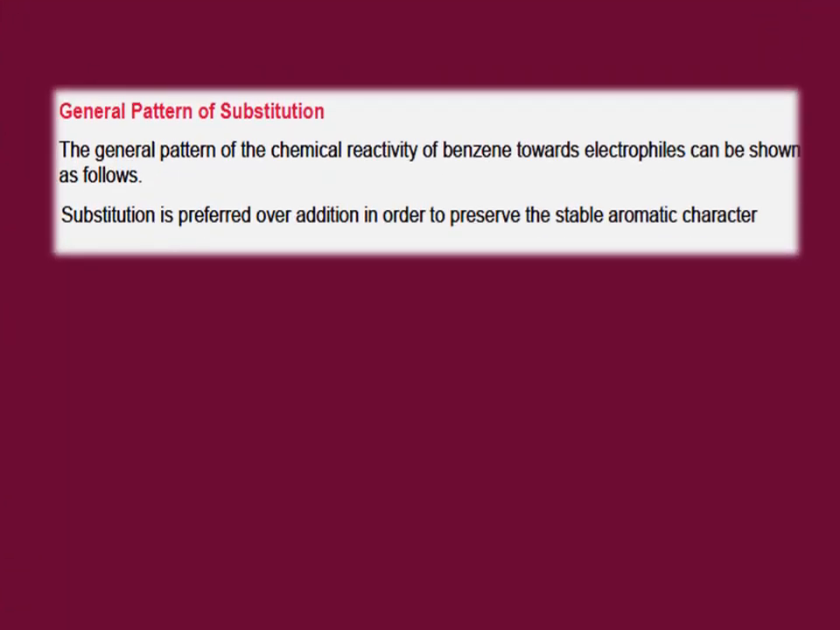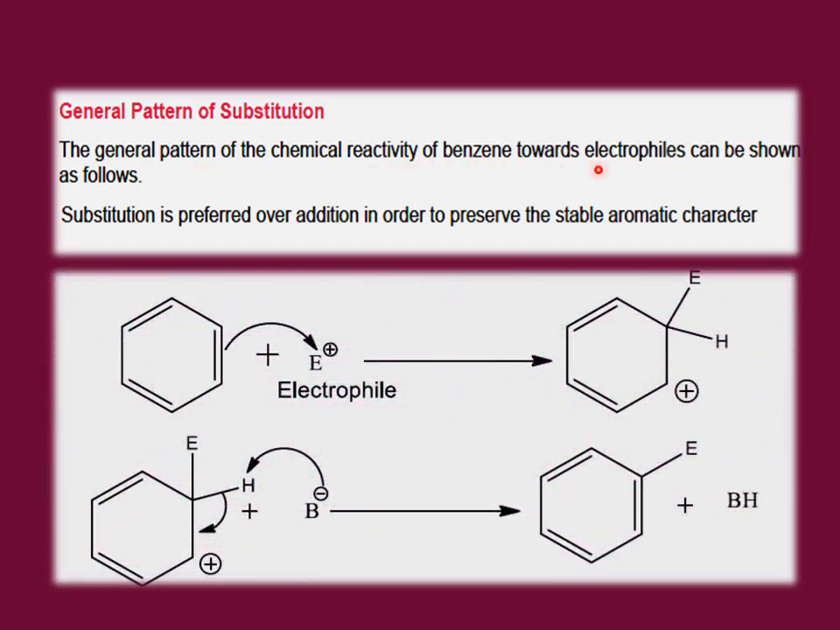Students, let us look at the general pattern of substitution. The general pattern of chemical reactivity of benzene towards electrophiles is shown as follows. As we have already discussed, in benzene, substitution is preferred over addition in order to preserve the stable aromatic character of the benzene. Now students, this is a benzene ring acting as a nucleophile. When we react it with a very strong electrophile, this pi bond is going to make a bond with this electrophile. It can be any electrophile. Since this carbon is going to make a bond, the valency of the second carbon is not satisfied, so it is getting a positive charge.